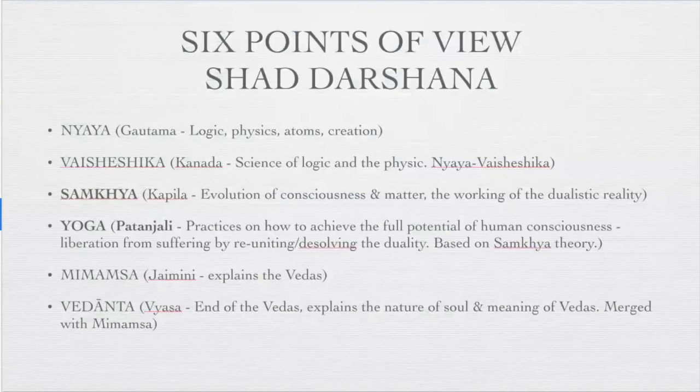So now we are getting to the 6 points of view in Indian philosophy. Around the start of our common era, all of the knowledge that came from the Vedic texts was categorized and divided into 6 different viewpoints, or darshana. Those viewpoints aren't in any opposition to one another. They don't contradict one another. They just show different angles and different aspects of the same truth.